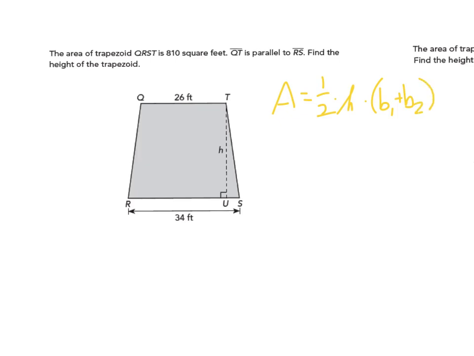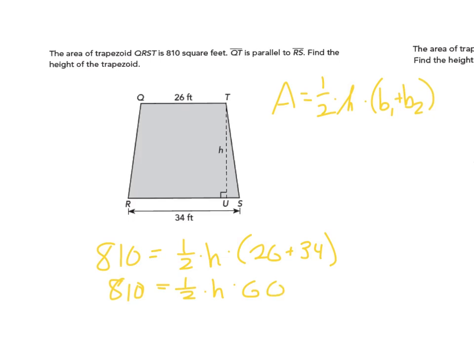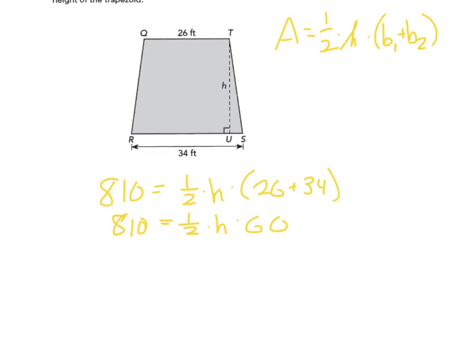So in this case, they tell me that the area is already 810. 810 is equal to 1/2 times the height, which I don't know, times the sum of the bases. So I can add those two bases together. I still got 810 is equal to 1/2 times the height times, in this case, the sum of the bases, which is 60. If I take half of 60, I get that 810 is equal to 30 times the height. And if I divide both sides by 30, the height ends up being 27. So now I know what the height is. It's 27. I just worked backwards.